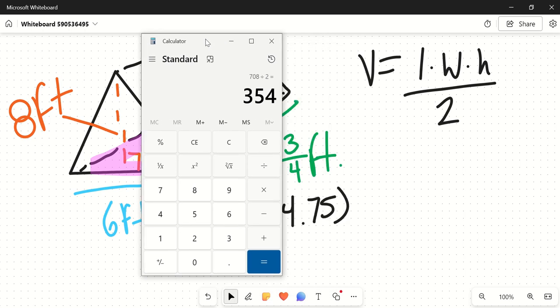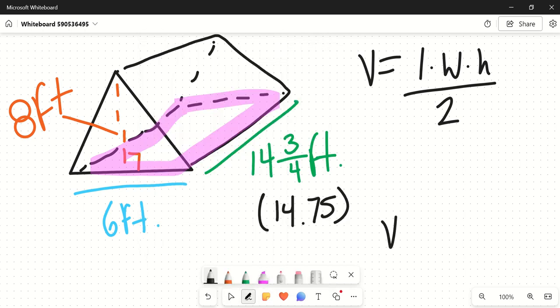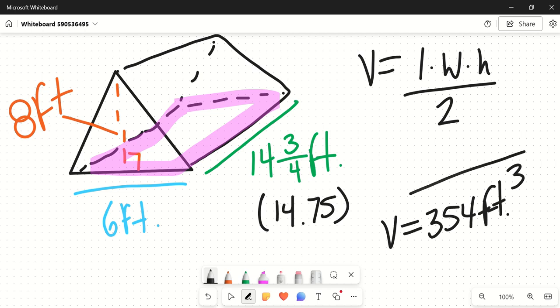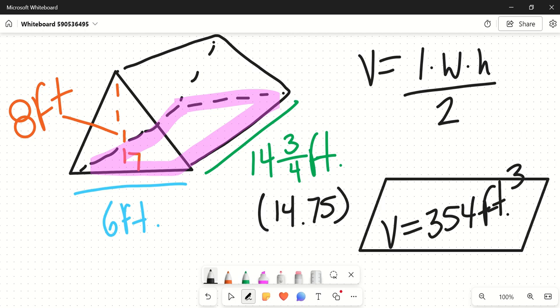Now that we've divided it by 2, the volume equals 354. Help me finish this off. Feet cubed. So that's how much can fit inside of the tent. 354 cubic feet, or feet cubed.